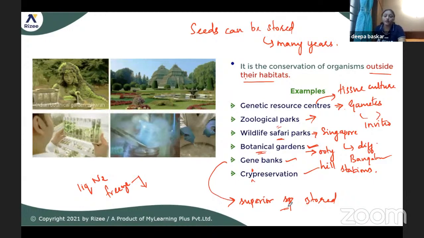Okay, these are the ex-situ conservation methods. By following all these ex-situ conservation methods, we can protect biodiversity. We can conserve biodiversity.